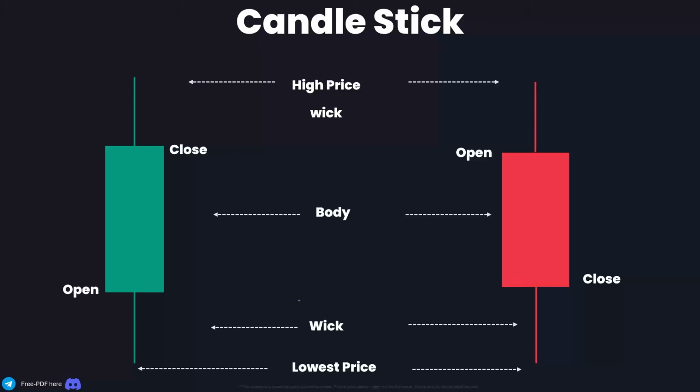The first thing that you need to understand and learn is how a candlestick is formed. We have a bullish candlestick here. This is a bullish candlestick. And then we have a bearish candlestick here. A bullish candlestick means the market is moving to the upside. A bearish candlestick means the market is moving to the downside.